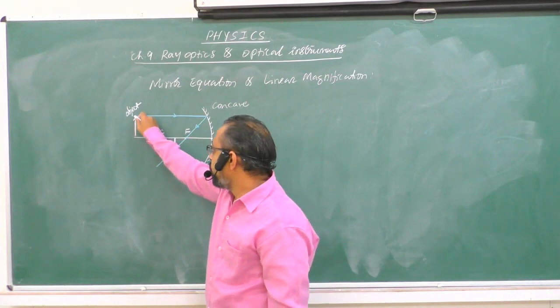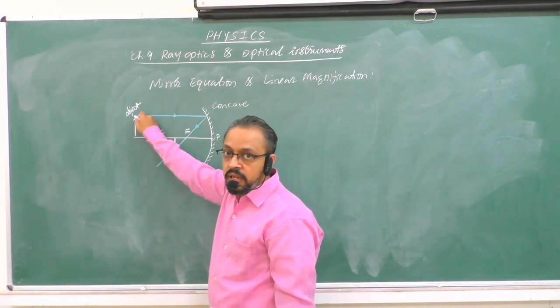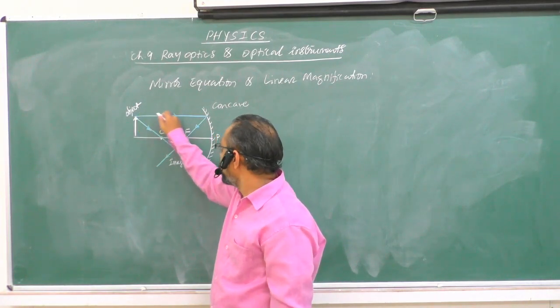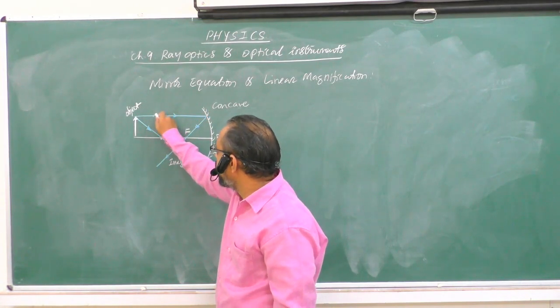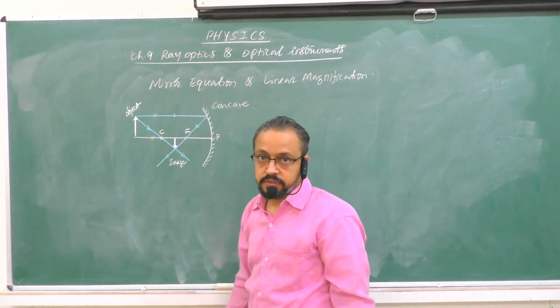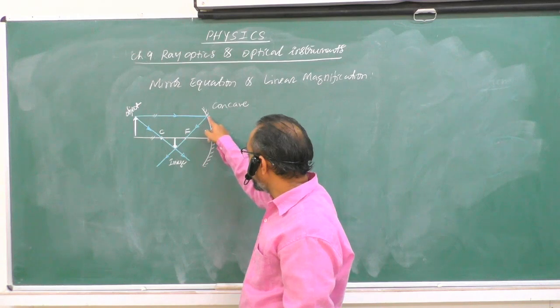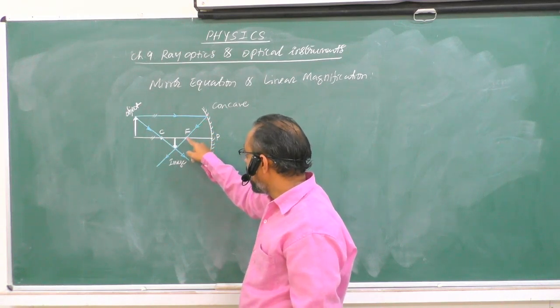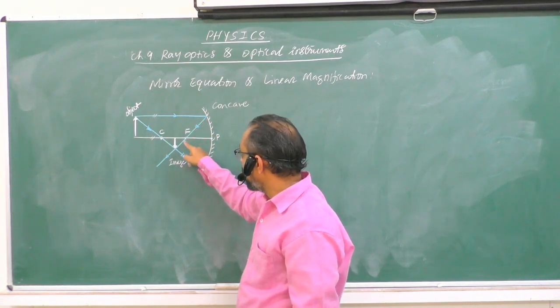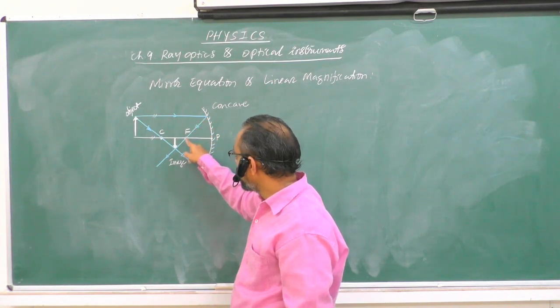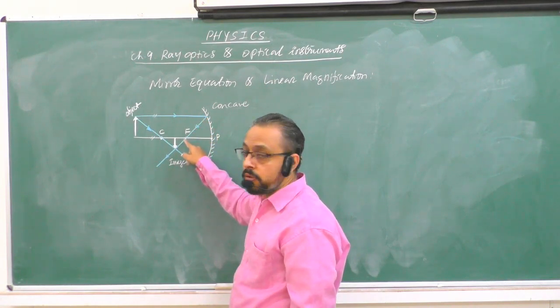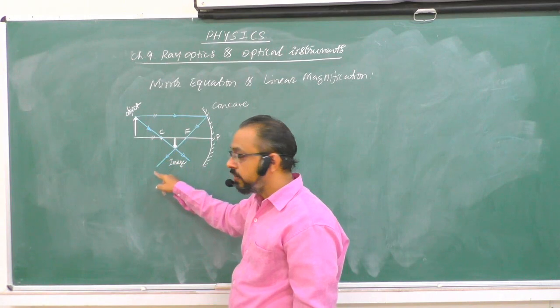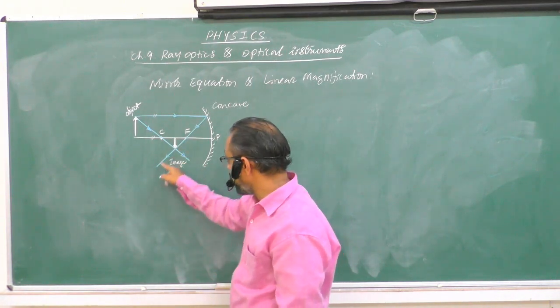The first light ray moves from the peak of the object to the mirror, parallel to the principal axis. It makes a reflection, and the reflected light ray from the mirror passes through the principal focus of the mirror and moves further. We are not bothering about what is happening next.